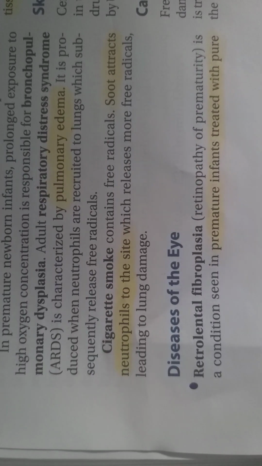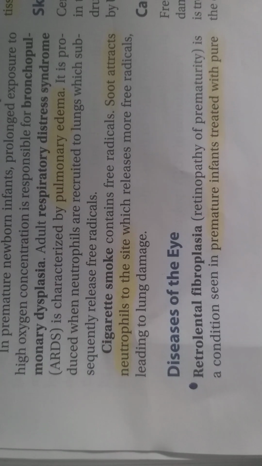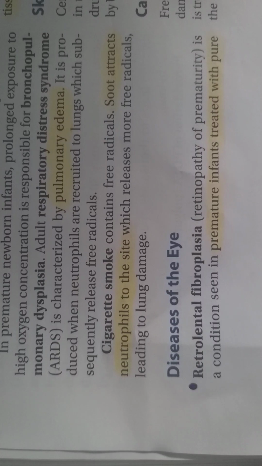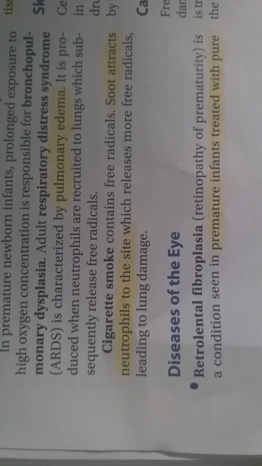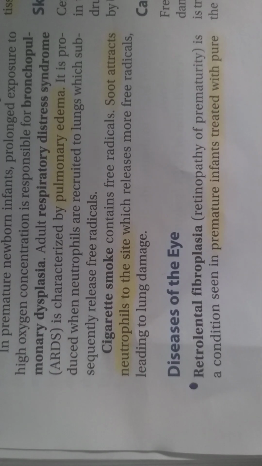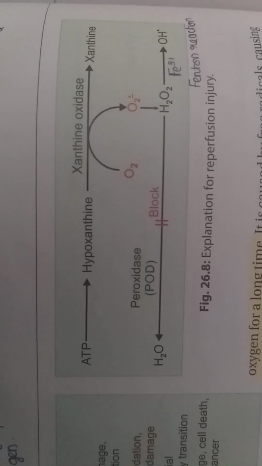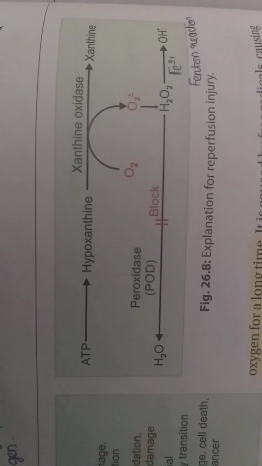Retrolental fibroplasia is due to the abnormal proliferation of fibrous tissue immediately behind the lens of the eye, leading to blindness. It affected many premature babies in the 1950s owing to the excessive administration of oxygen. The next one is reperfusion injury.